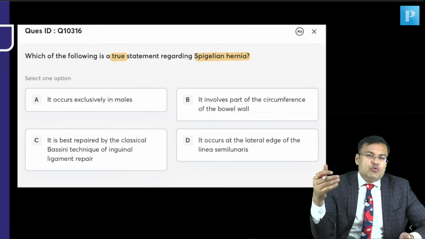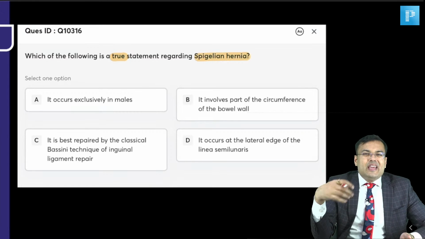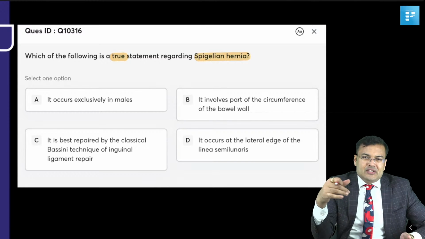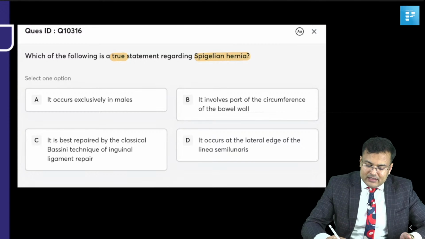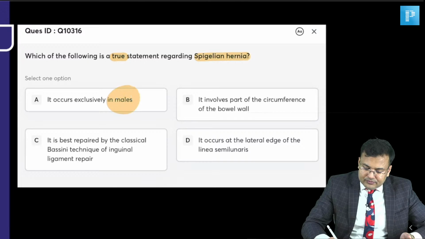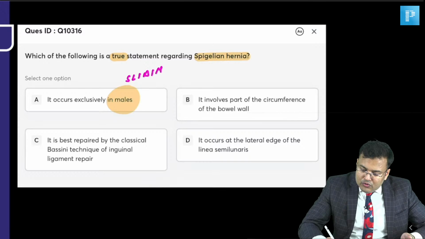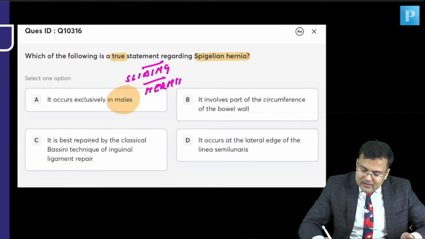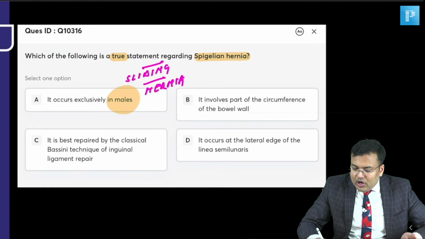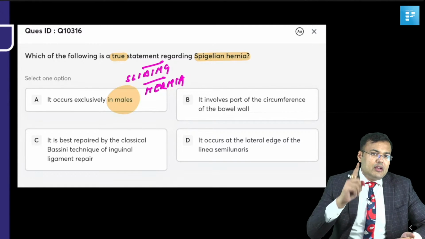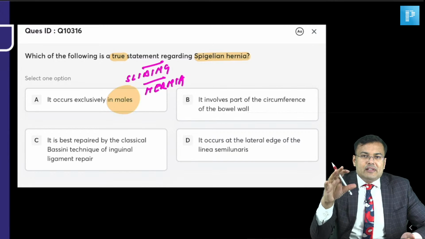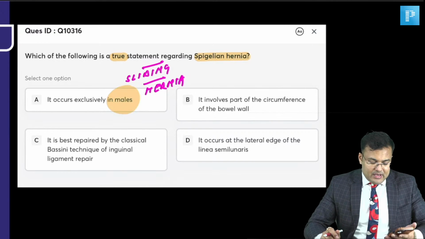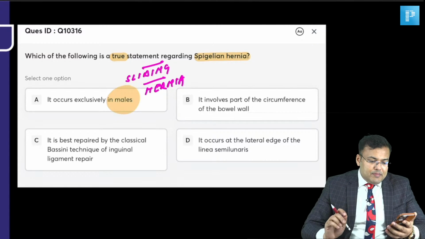Which hernia is exclusively more common in males? Exclusively means the majority of the patients are males. Which hernia, can you tell me? Guys, it is sliding hernia. So sliding hernia is almost exclusively seen in males. Right? Okay guys. Now see the option. Involves part of circumference of the bowel wall. Tell me guys, what's the name of this hernia? Whenever there is a hernia involving part of the circumference of the bowel wall, can you tell me what's the name? Waiting for a reply. Let me see who is going to reply correctly.